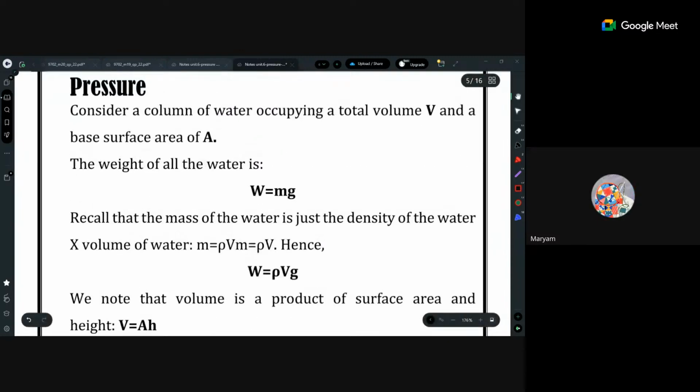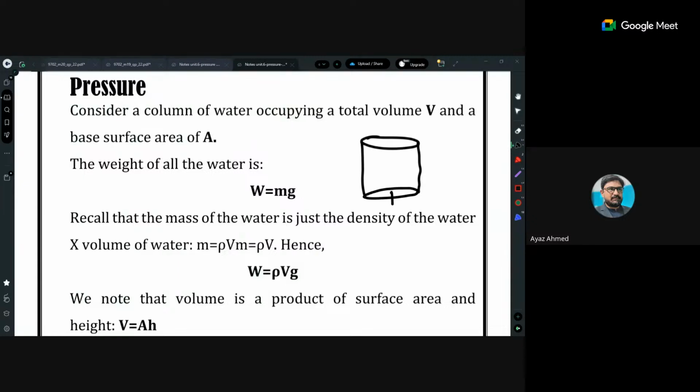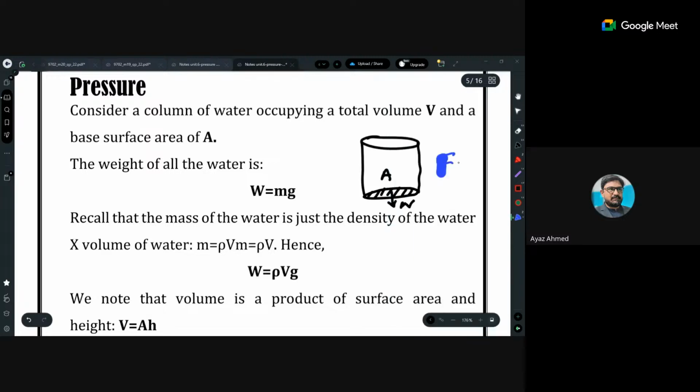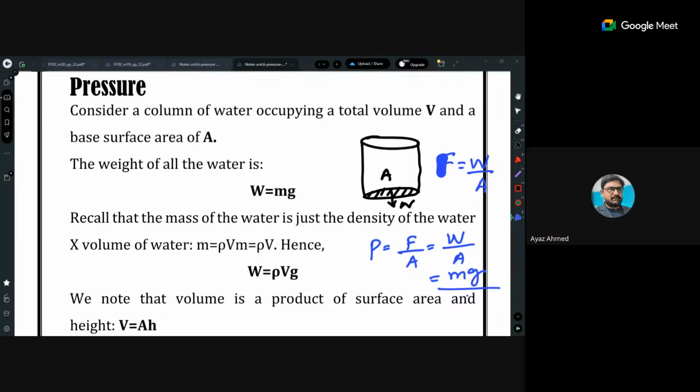Actually, the weight of the water is acting on a specific area, na? For example, this is the container of the water, and all its weight is acting at this area. So can I say that the force is the weight force? Force is the weight force, and the weight force is acting on an area. So I can simply say that pressure is equal to force per unit area. So weight divided by area, and weight is mass into the value of g divided by area.